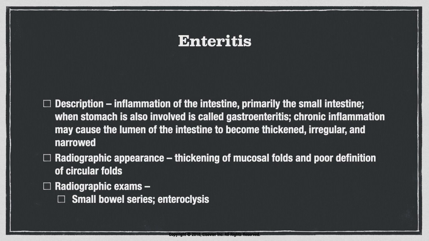Enteritis, inflammation of the intestine, primarily the small intestine. When the stomach is also involved, it is called gastroenteritis. Chronic inflammation may cause the lumen of the intestine to become thickened, irregular, and narrowed. This looks like thickening of mucosal folds and poor definition of circular folds. Use a small bowel series or enterocolitis to examine this pathology.